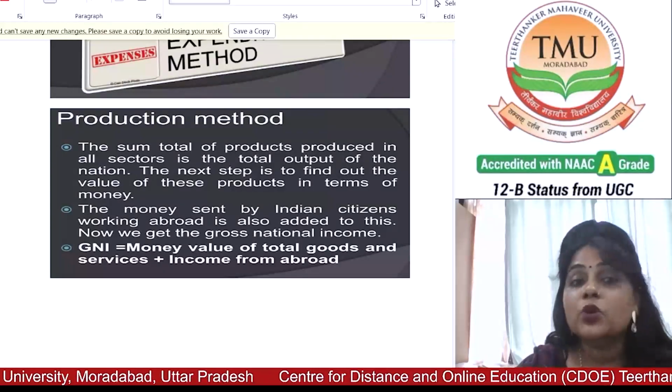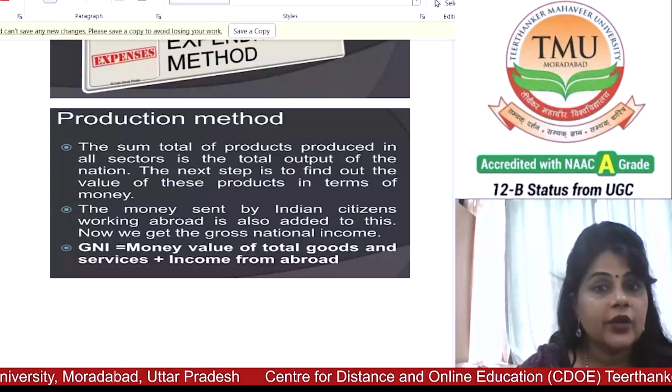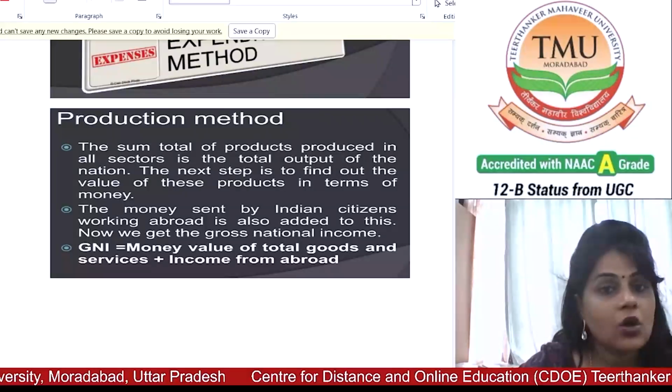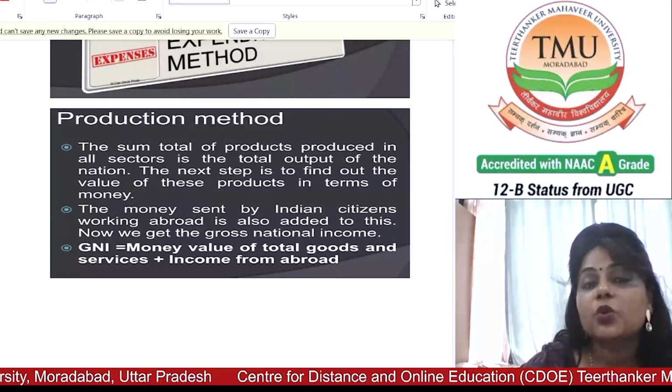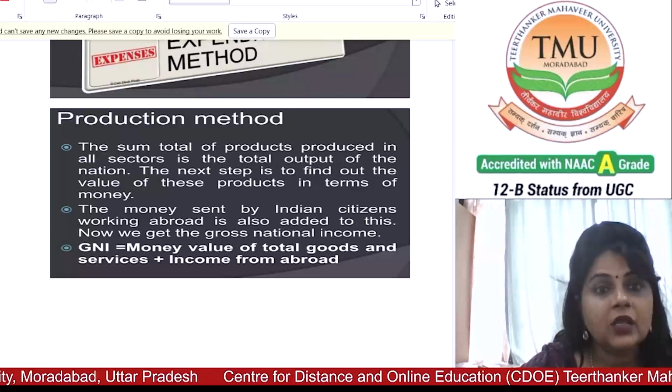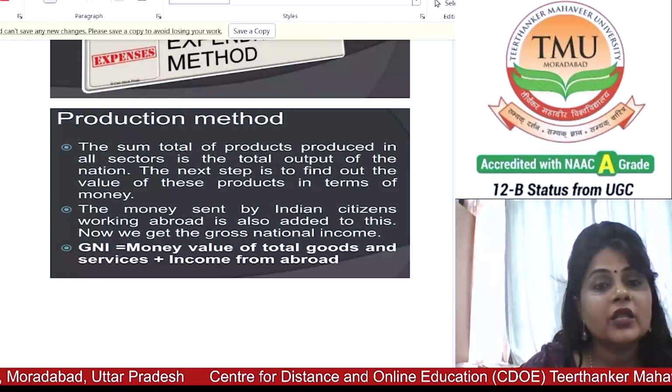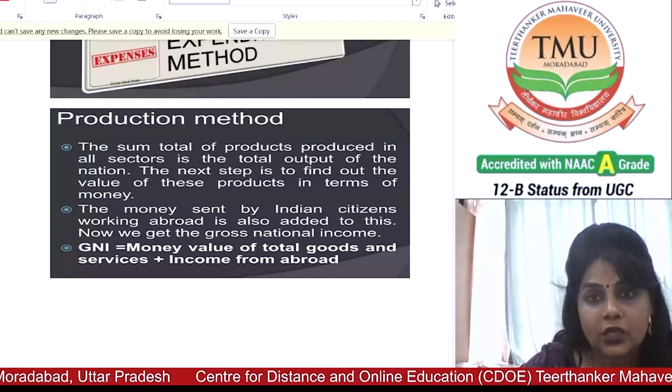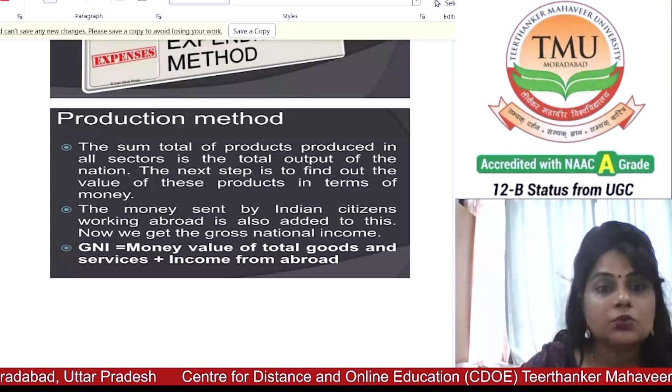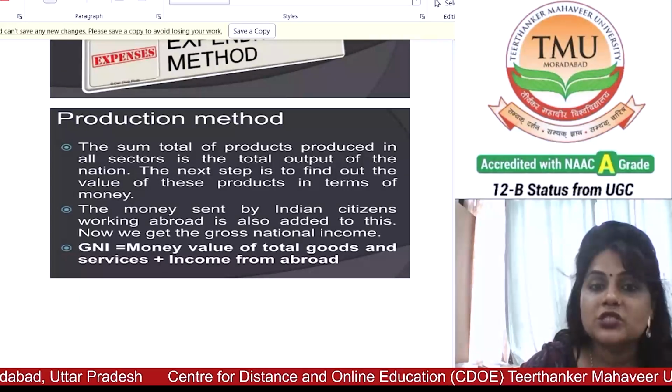But exports are not separately included. If the value of sales is already given, the value of exports is not included separately in the value of output, because in the case of an economy, the value of sales includes both export and domestic sales.